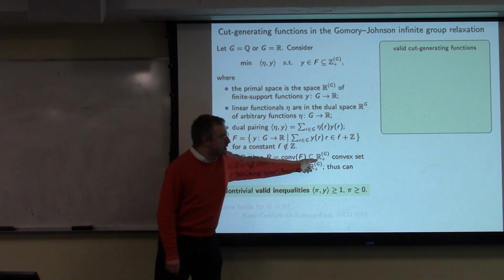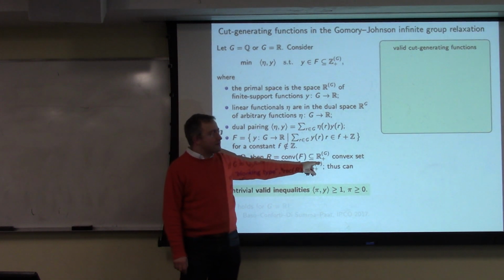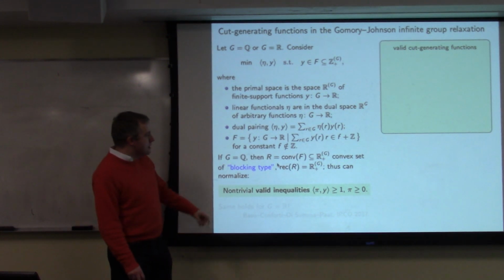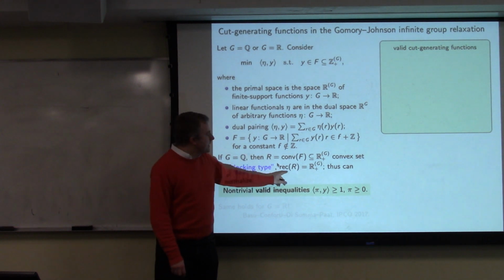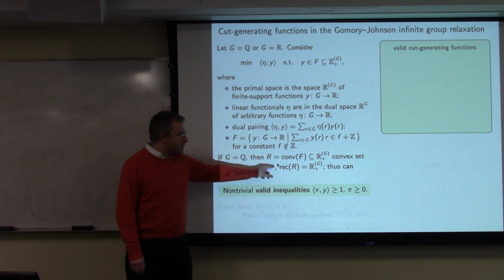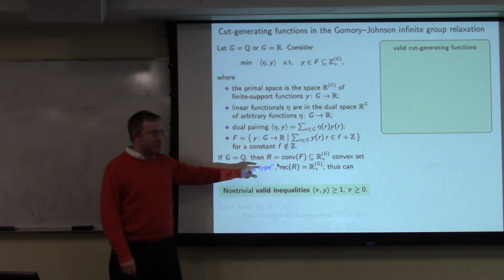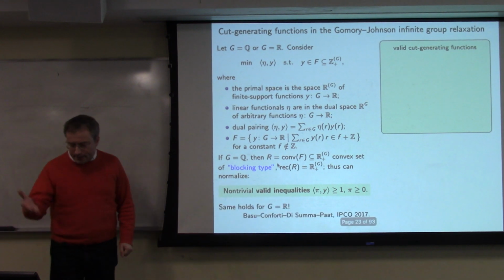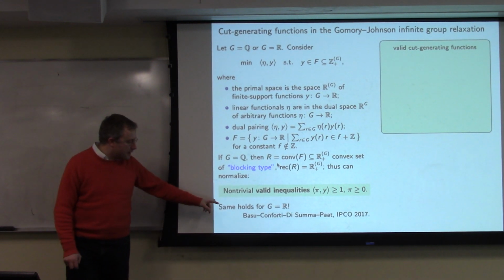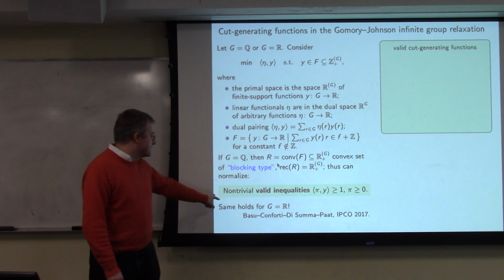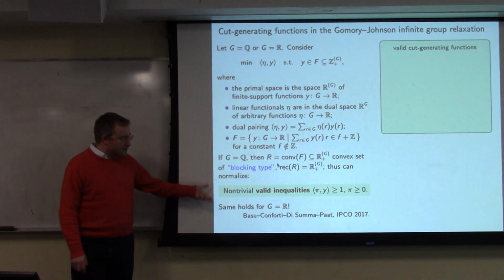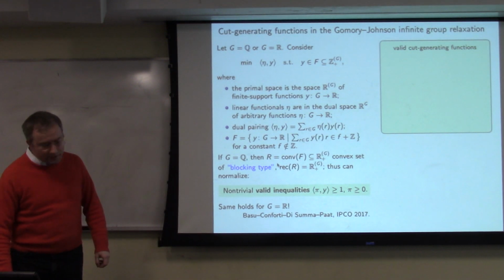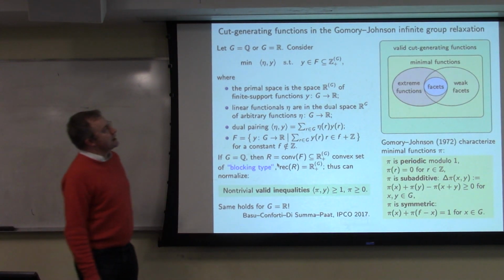So the convex hull is now taking space in the space of non-negative real valued functions of finite support. Then again, I can attach the whole infinite dimensional positive orthant to it. So I'm of blocking type, and so I still get this structure. And in the real case, one needs to rely on a paper by Amitabh and friends who showed that essentially the same thing holds also for G equals R. And so again, we are getting this kind of hierarchy here.